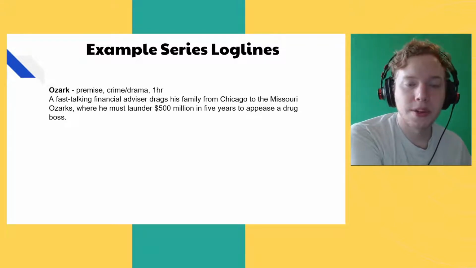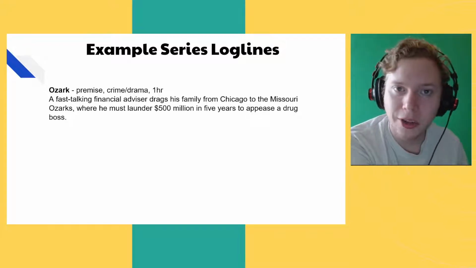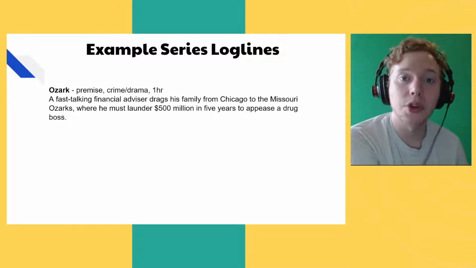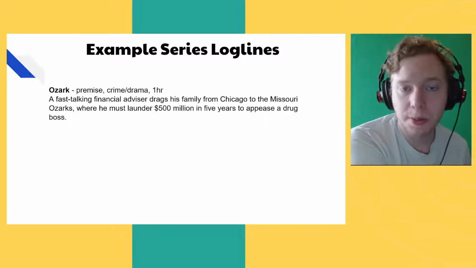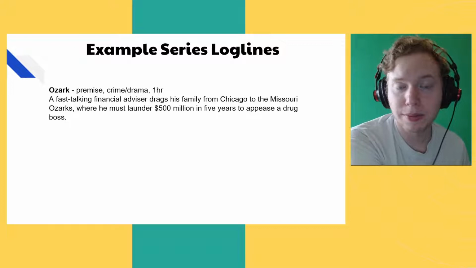Fantastic premise series logline here. We have an interesting and specific main character that is described in such a way that we know the tactic that he is going to be using throughout the show to solve his problems. He's a fast-talking financial advisor, so he's going to be using charisma and his knowledge of finances in order to solve problems and get away with criminal hijinks.